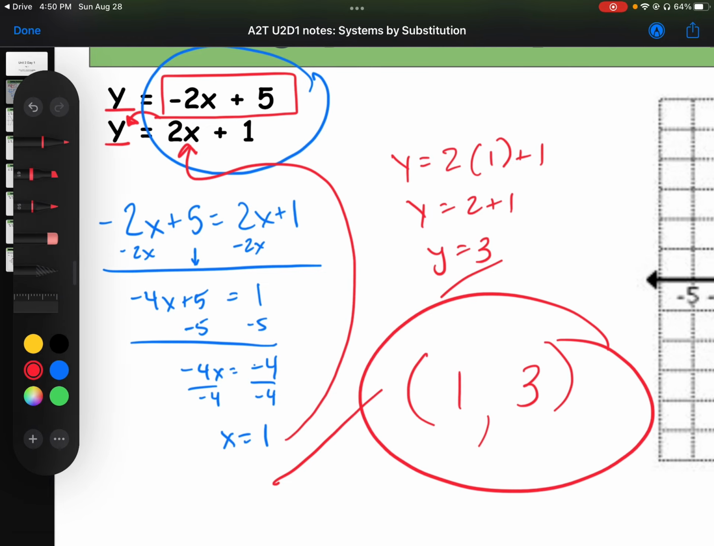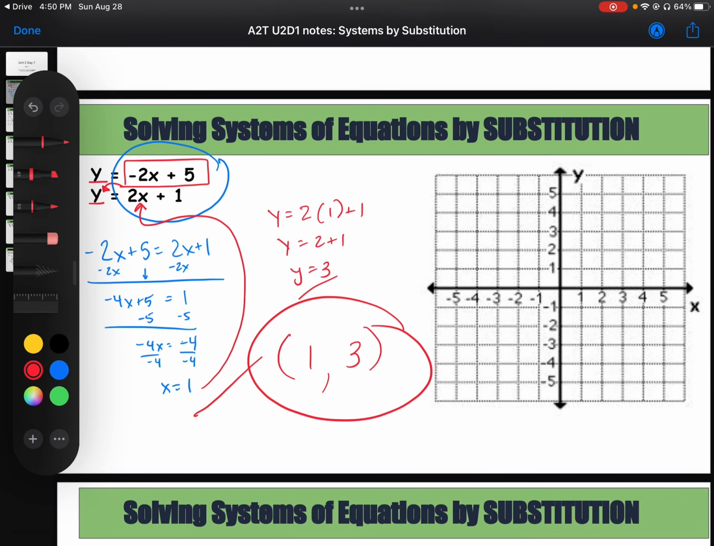What does that mean? This means we already solved systems using a graphing method. So if I put both equations on the graph, the first equation, y intercept of 5, slope of negative 2. And my second line, y intercept of 1, slope of positive 2. Our solution is where these two lines cross each other. So they meet at the point 1, 3.